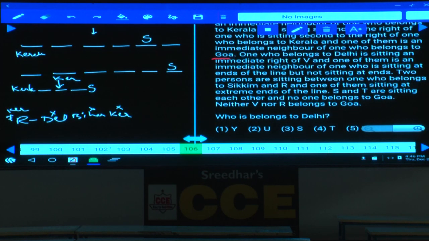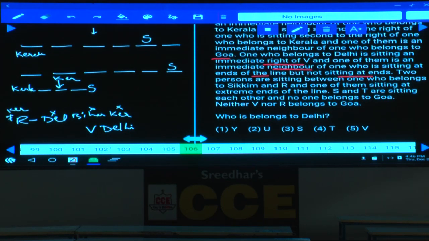Next one. The one who belongs to Delhi is seated to the immediate right of V, and one of them is an immediate neighbor of the one who is seated at the extreme ends of the line. One of them is an immediate neighbor of the one who is seated at an extreme end of the line, and these two persons are not at the ends. Again, these two persons are not at the ends, but one of them is an immediate neighbor of the one who is at the extreme.